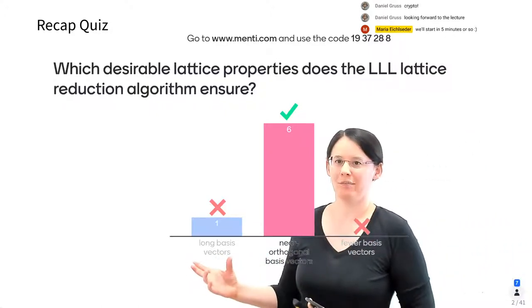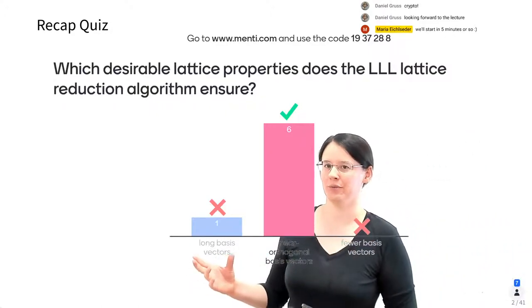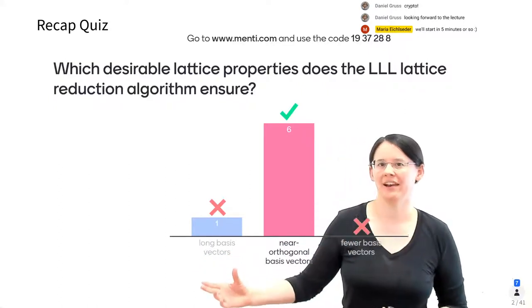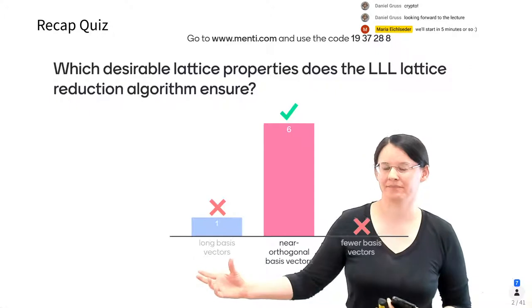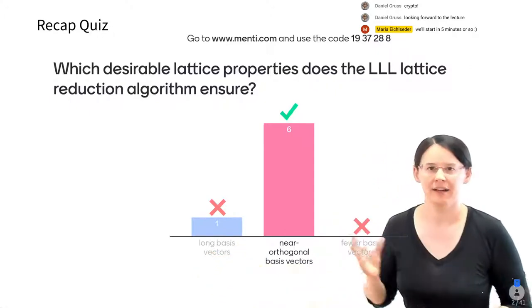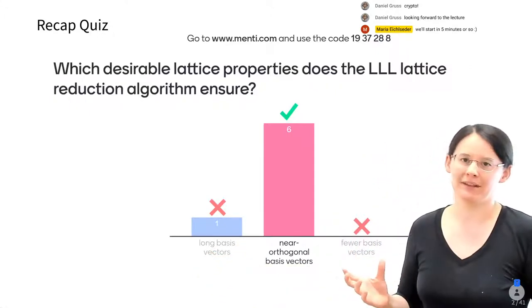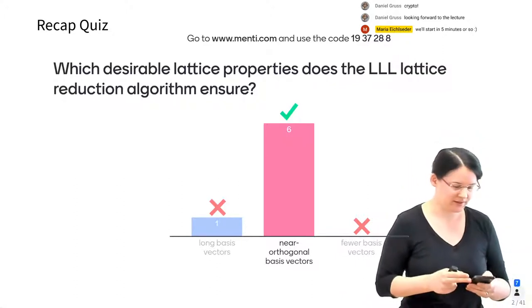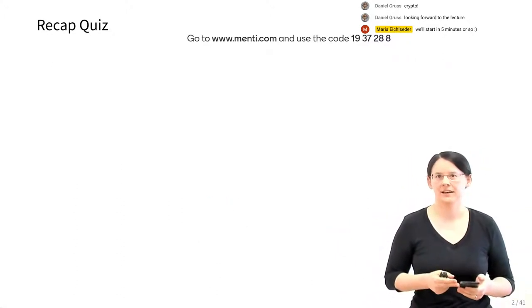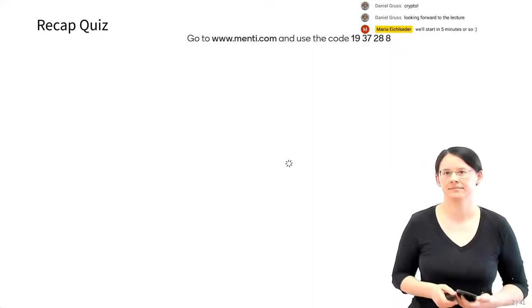This one here, long basis vectors, is actually the opposite of what we want. What the LLL algorithm does is create shorter vectors. So it's the opposite of this one here. And the number of basis vectors stays unchanged. Okay, time for the last question.